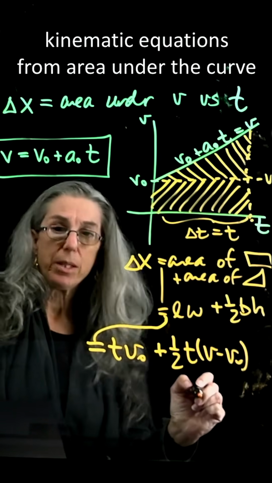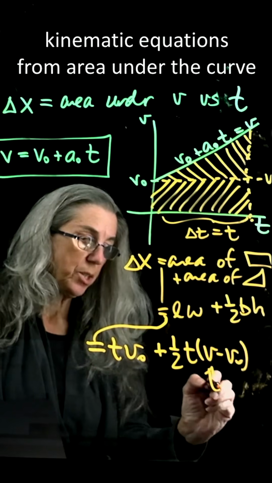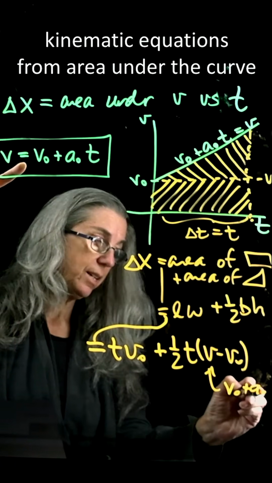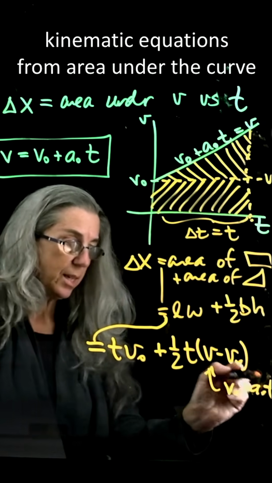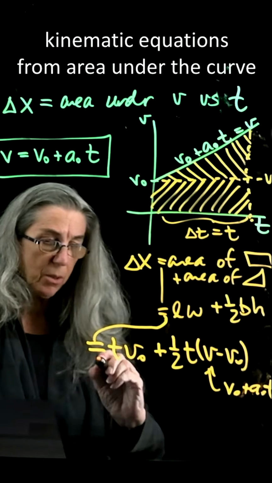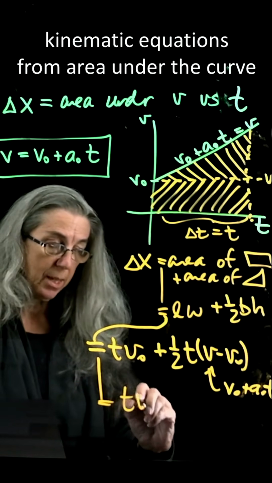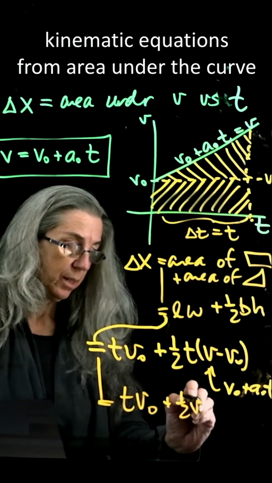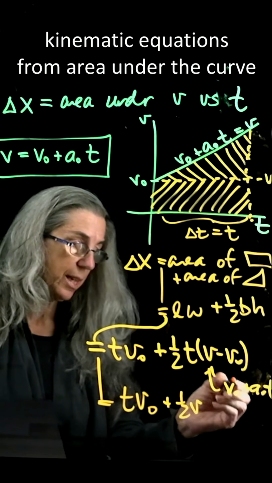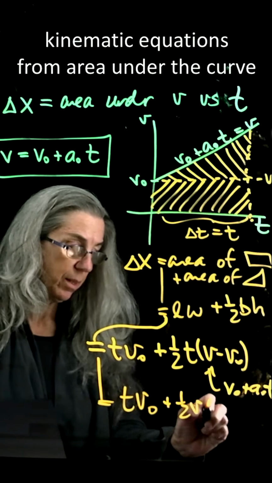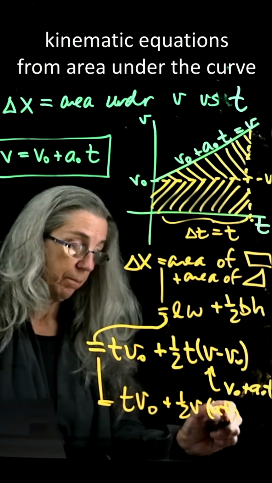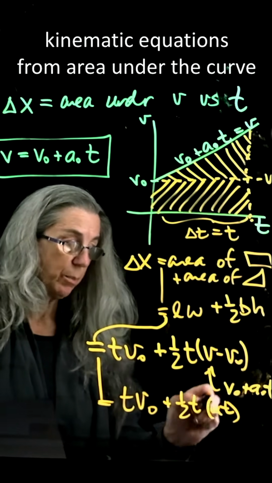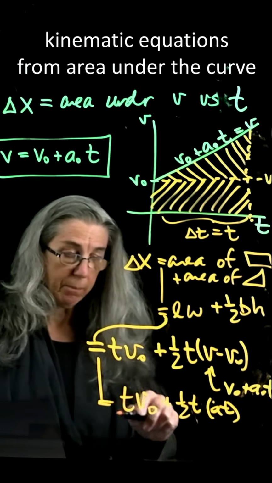Now, I mentioned we want to use our expression for v that we just derived, where v equals v0 plus a0t. So I'm going to plug that in, and you might notice right away that the v0s will subtract. I get t times v0 plus 1/2 t, and these v0s cancel off, and I'm left with a t. Whoops, this was a t. I was thinking of replacing that v, but the t is still there.